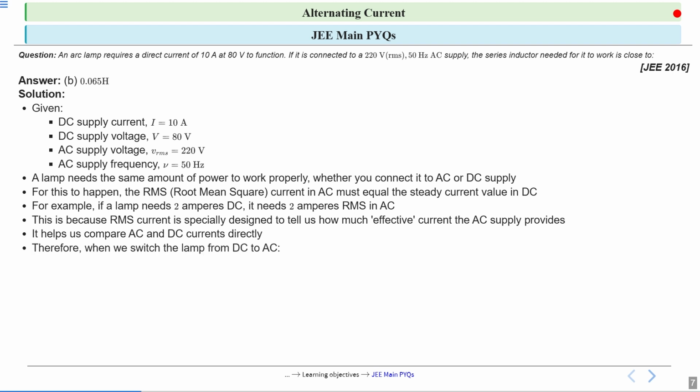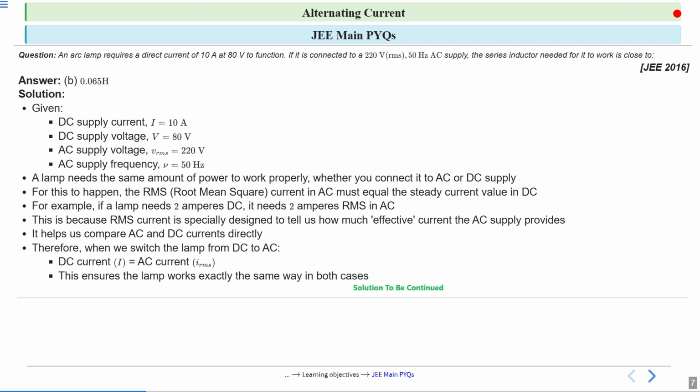That means we can switch the lamp from DC to AC. For what condition? The AC current I_RMS value should be equal to the DC current I. This ensures the lamp works exactly the same in both cases. If the current flowing through the lamp is the same in both cases, it will work the same in both cases.